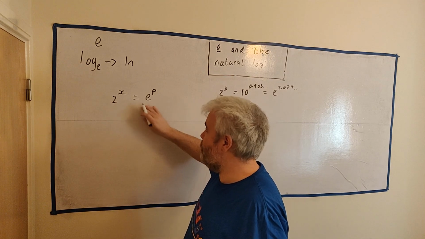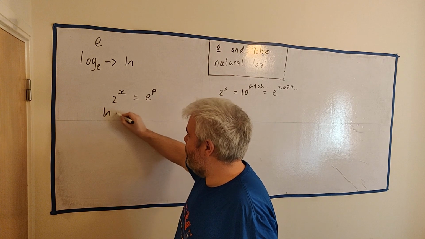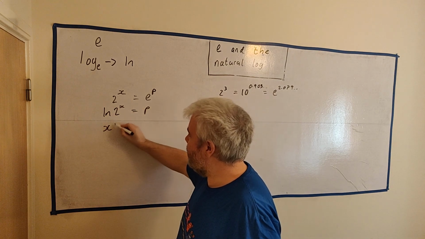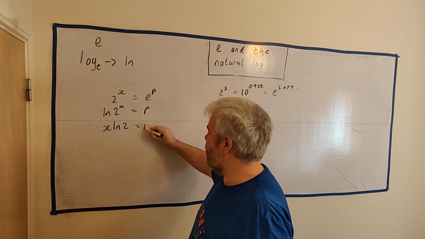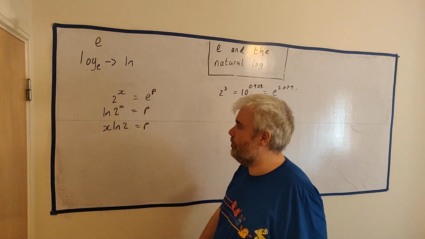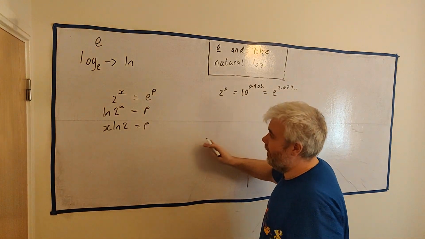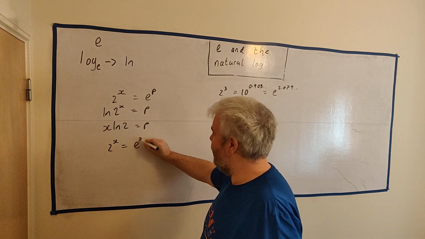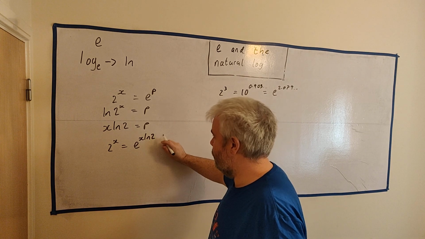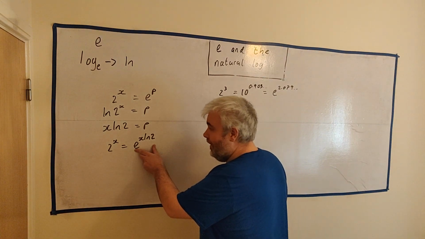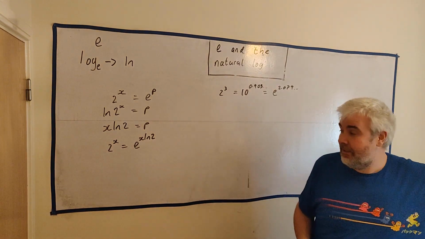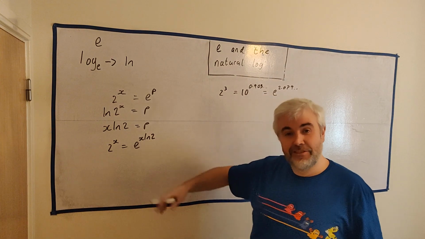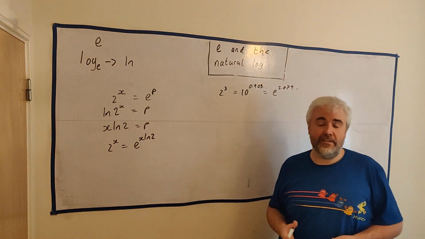Let's get the natural log of both sides. Natural log of 2 to the x is equal to p. x natural log of 2 is equal to p. So instead of writing 2 to the power of x, 2 to the power of x is the same as writing e to the power of x natural log 2. That's it. This is just a lot easier for us to deal with in mathematics than this number here. This is simply just a number multiplied by x, something we learn to deal with very easily in differentiation.